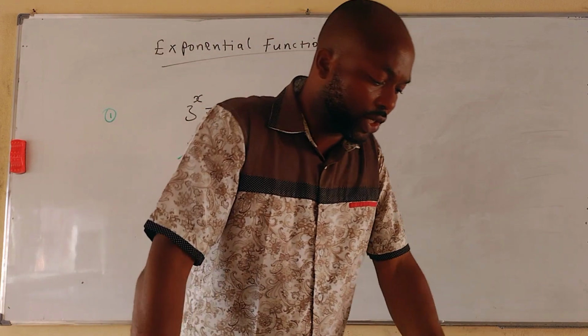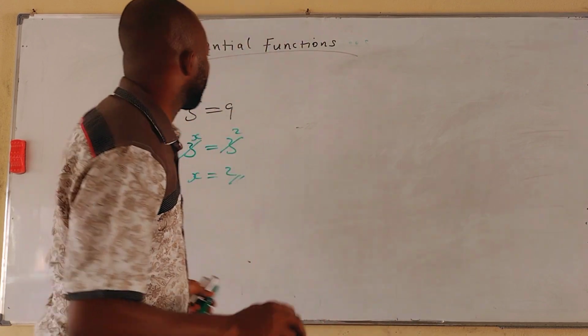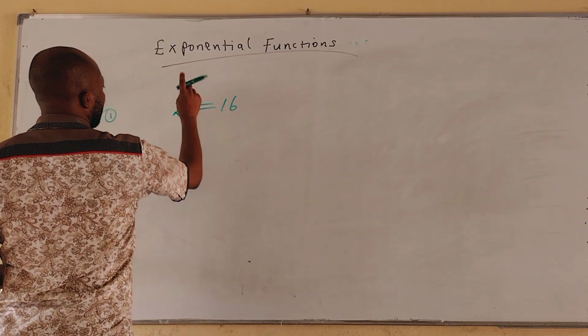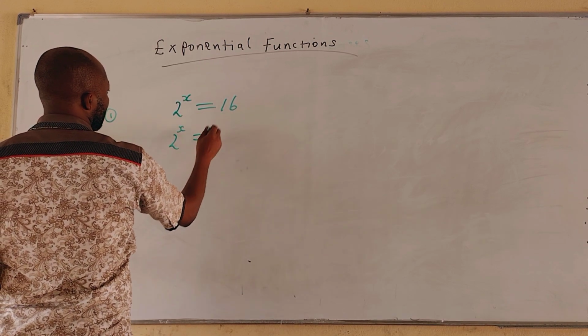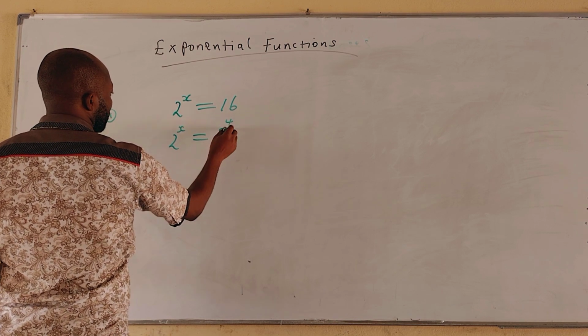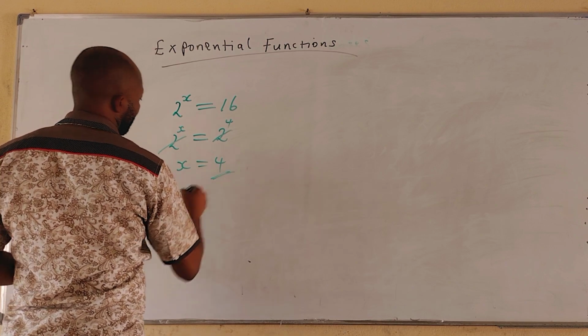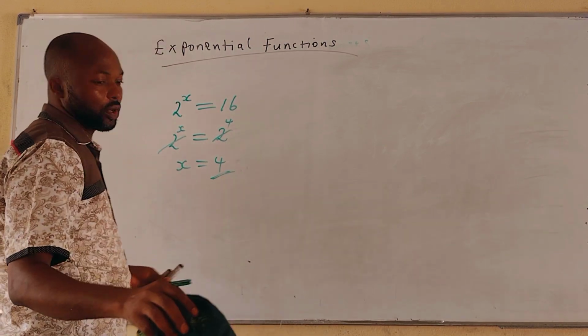Let's take another question. 2 raised to the power x is equal to 16. 2 raised to the power x is there. This is equal to 16, which is 2 raised to the power 4. So the 2 can cancel. x is equal to 4. So that is exponential function. We'll take more of this. Next question.